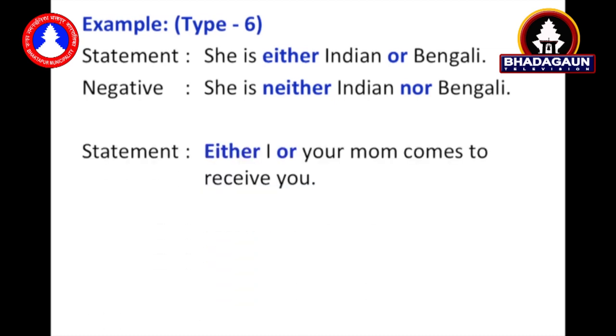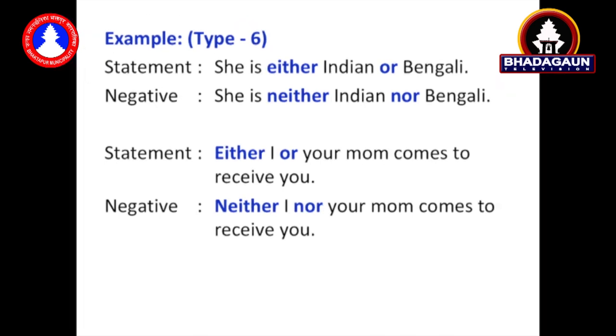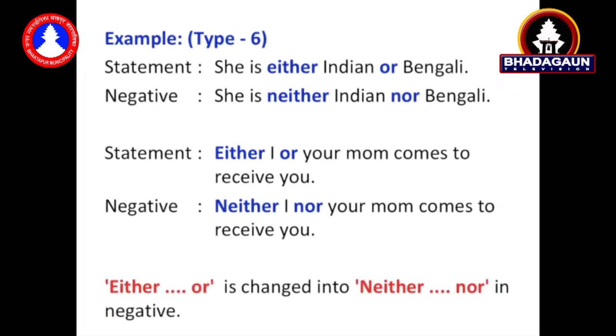And okay, let's take another example. Either I or your mom comes to receive you. And what's its negative? I think you have known it. The negative is neither I nor your mom comes to receive you. This means, I want to remind you once again, either or is changed into neither nor in negative sentences.